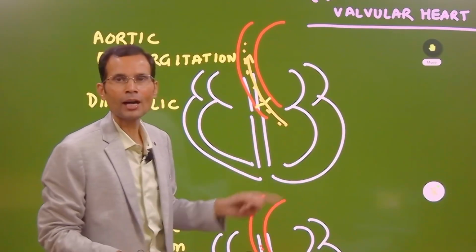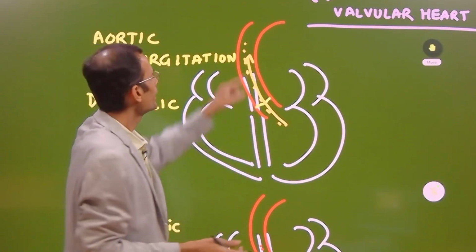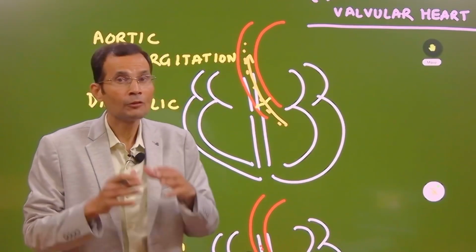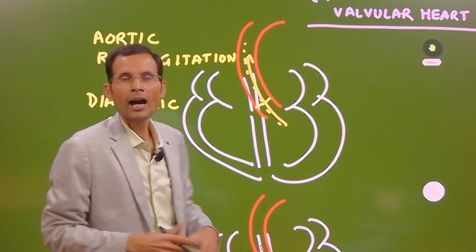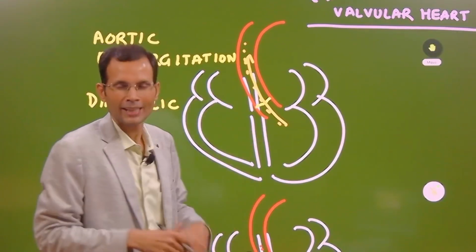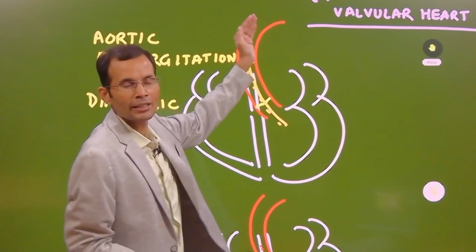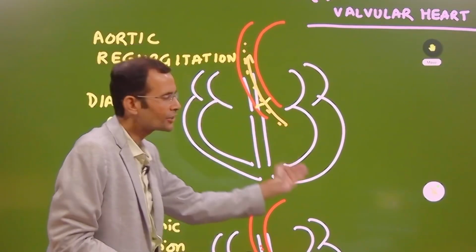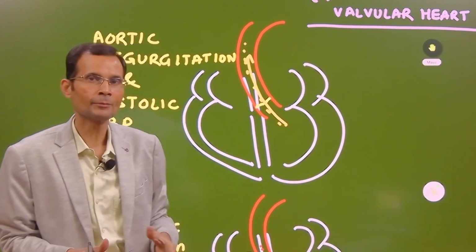And since the aortic valve is incompetent, dysfunctional, the blood goes all the way back into the left ventricle, which means what? There is hardly any blood left, or less blood left, in the aorta and arterial system. Much of the blood has regurgitated back into the left ventricle.